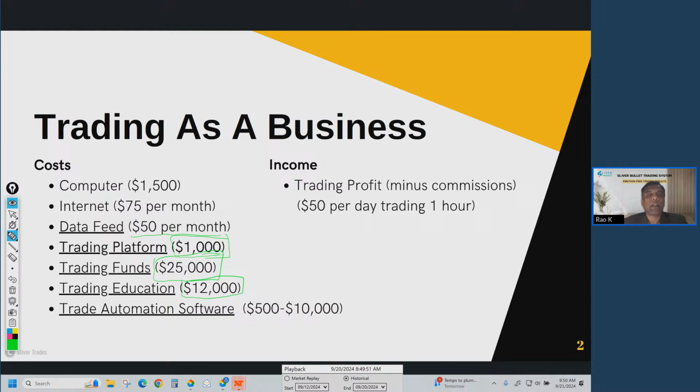Now, next is trade automation software. If you are doing day trading, you have to act like a sniper. You need to take the trades when the setup has formed and get out of the trade when your profit goal has reached. So if you do these things manually, you incur a lot of slippages. You could incur a lot of losses. A good software costs anywhere from $500 to $10,000 depending on the bells and whistles it has. So all these I have taken as the cost of doing this business.